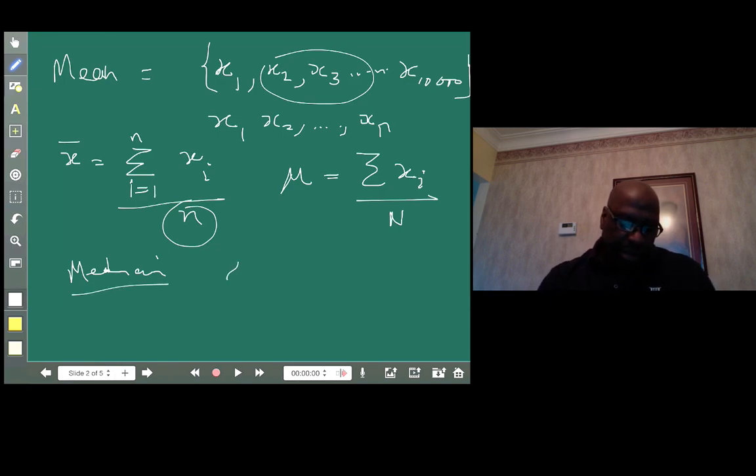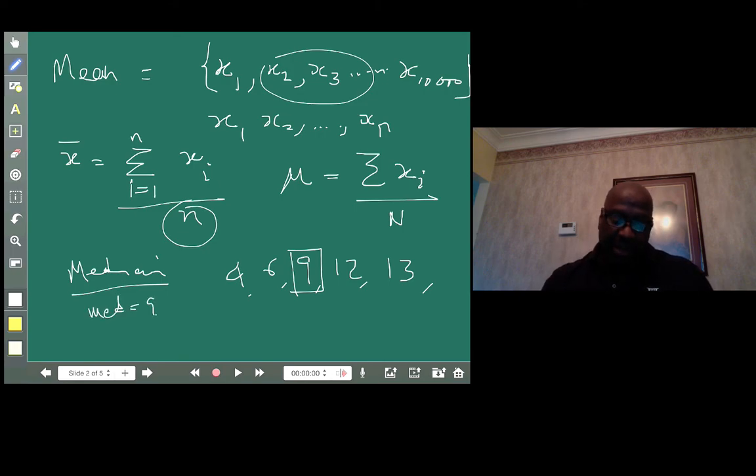If I had the following numbers, 4, 6, 9, 12, 13, so I have 5 numbers here, the median would just be 9. 9 is the middle number. It divides the data into 2 parts, right? So median is equal to 9.